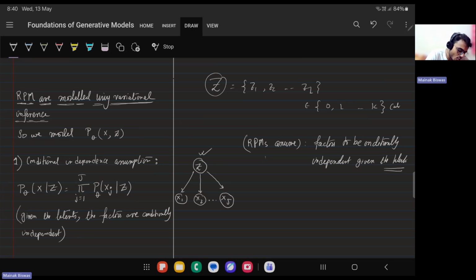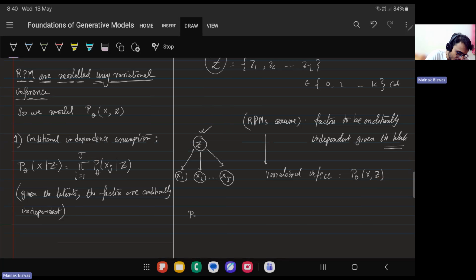Okay, so we are going to model the joint distribution. We're going to use variational inference again, where we are going to model P theta of x comma z, the joint distribution of x and z. And once we are able to model that, if you write the model of the entire joint, you can write this as P theta of z. This is the priors over z. We'll see how we'll get the priors over z.